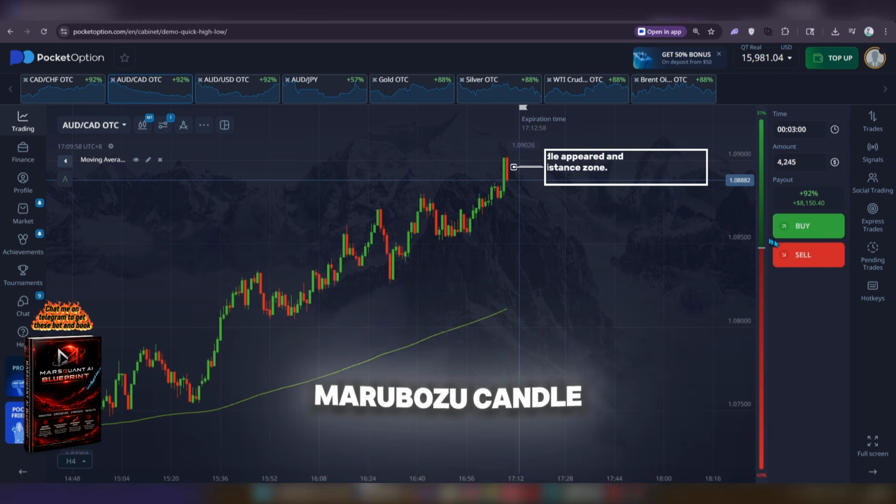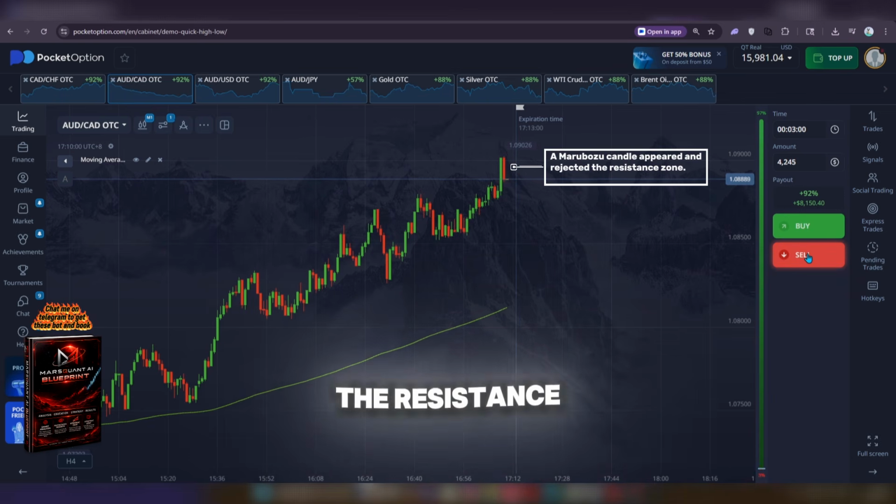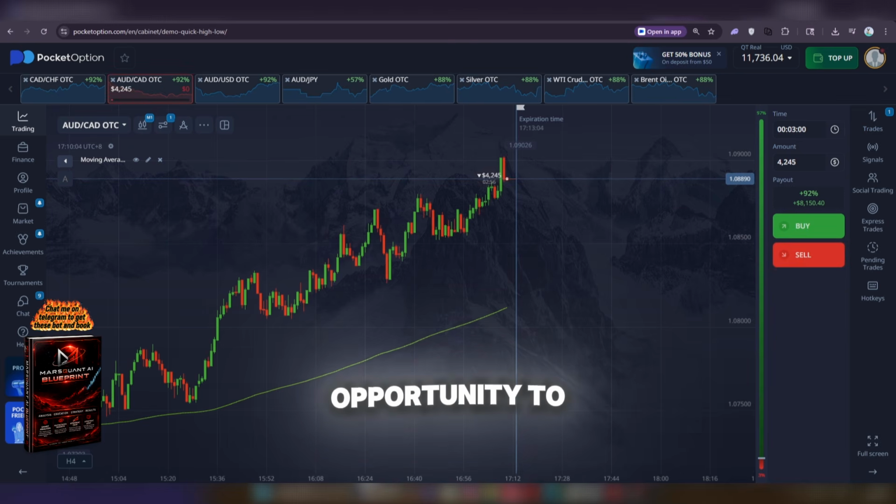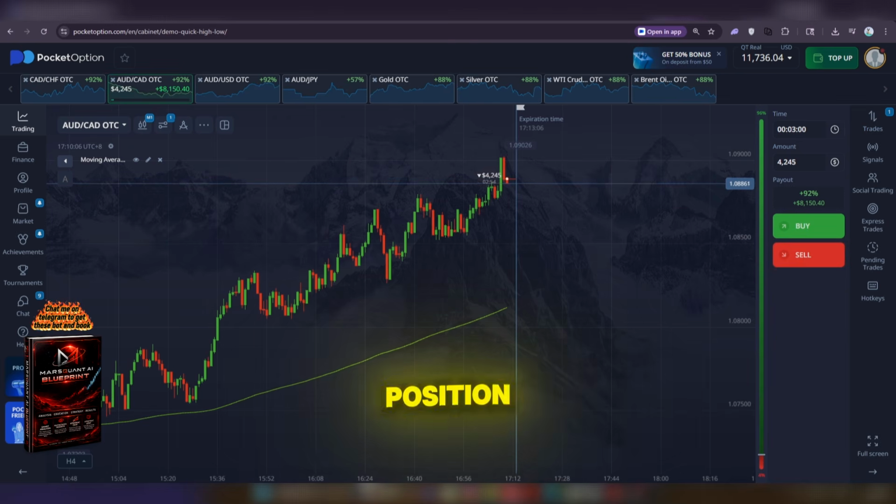A red Marubozu candle has appeared and rejected the resistance area. This indicates that we now have a valid opportunity to open a sell position. This setup meets the main conditions of the MarsQuant blueprint. I will now open a sell position and let's see what happens.